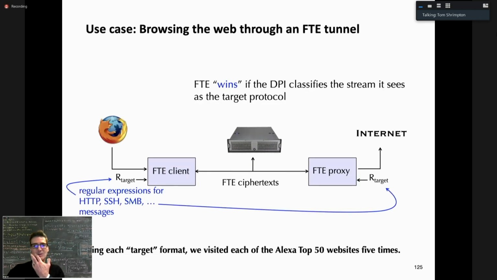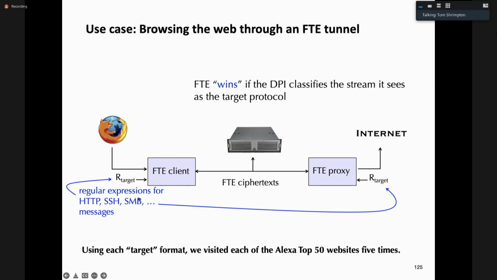Okay, so here was our use case we had in mind: actually browsing the web through an FTE powered tunnel. And we'll say that FTE wins in this use case if the DPI device classifies the stream that it sees, the stream that's coming on the wire here, as the target protocol that we want it to say it is. So we ran some tests.